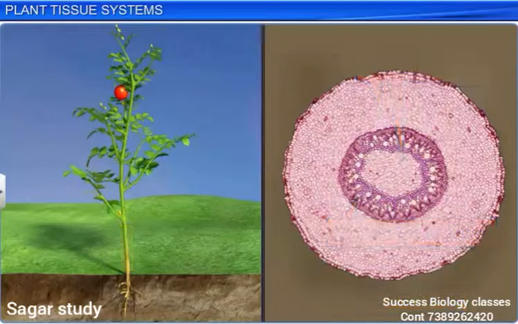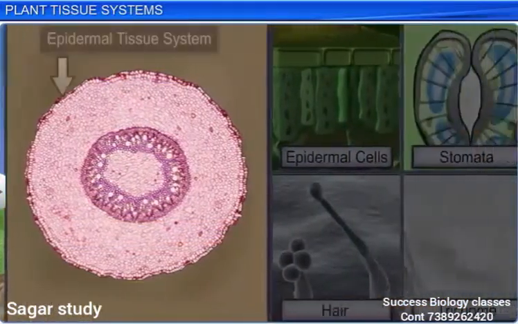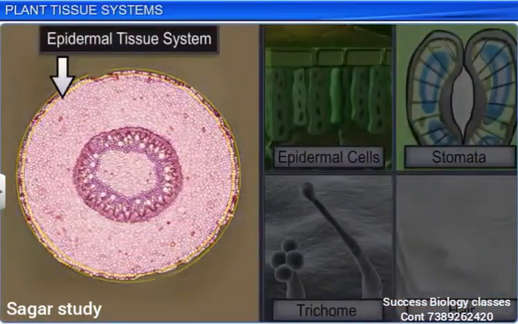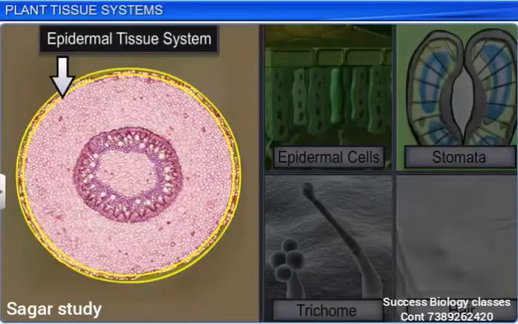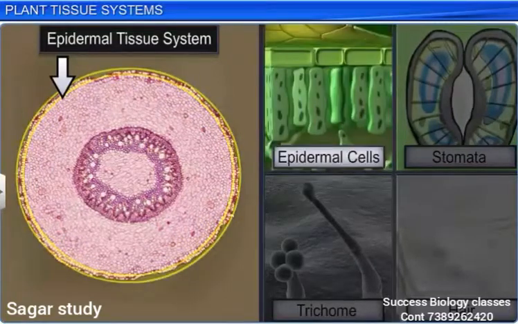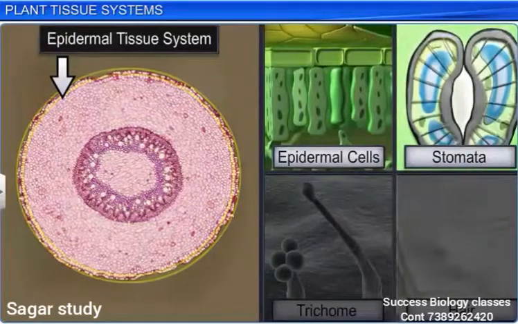Let's begin by studying the epidermal tissue system. As the name suggests, this tissue forms the outermost covering of the plant body. It consists of epidermal cells, stomata, and epidermal appendages, including trichomes and hairs.